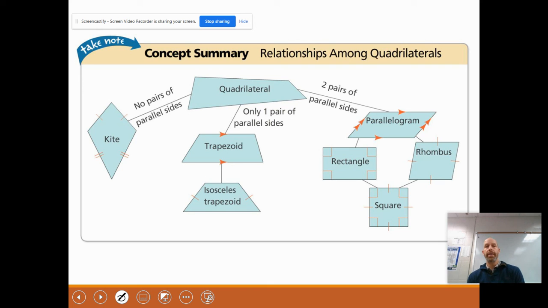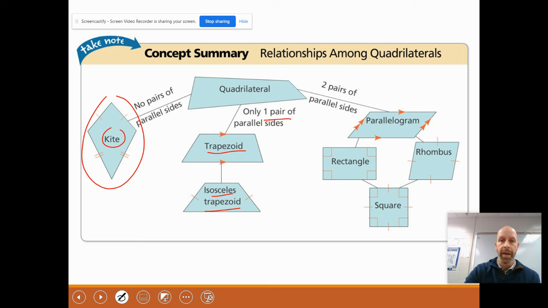So here's a real quick concept summary of this section, actually this whole chapter, but particularly this section. So this section we focused on kites and trapezoids. So if we have a quadrilateral with no pairs of parallel sides, it could just be a quadrilateral, but it could be what we call a kite. None of the sides of a kite are parallel. If only one pair of sides are parallel, it's either a trapezoid or an isosceles trapezoid.